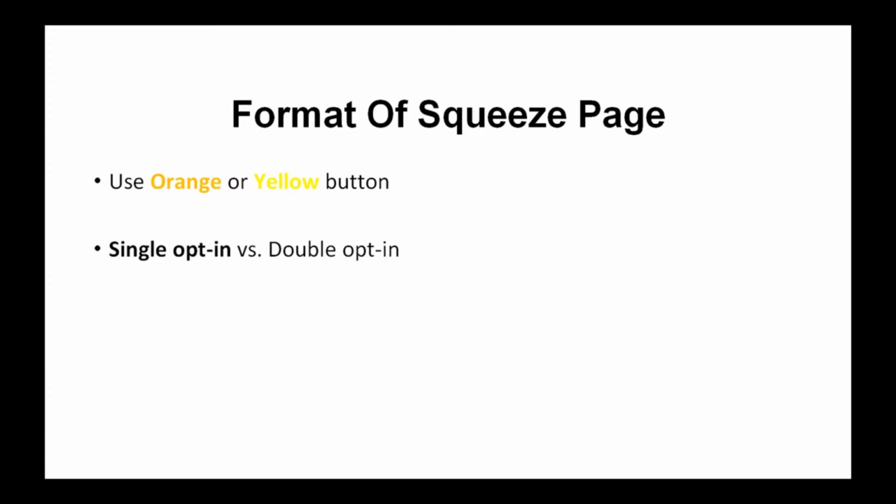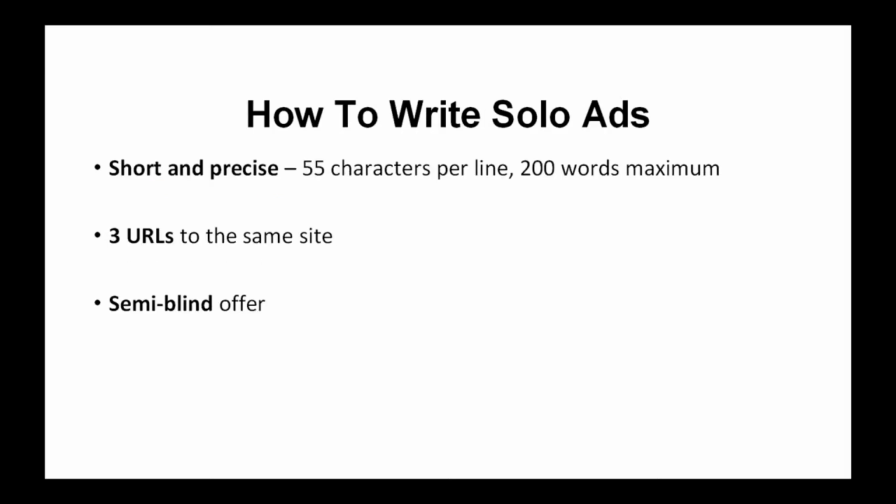That's what I learned from my experience throughout the years. You can use the basic format for an email I taught in the previous modules in writing a solo ad email. Let us revise the format once again. First, keep the email short and precise, within 55 characters per line, with 200 words maximum. Insert 3 URLs that link to the same site, in the beginning, middle, and at the end of your email.